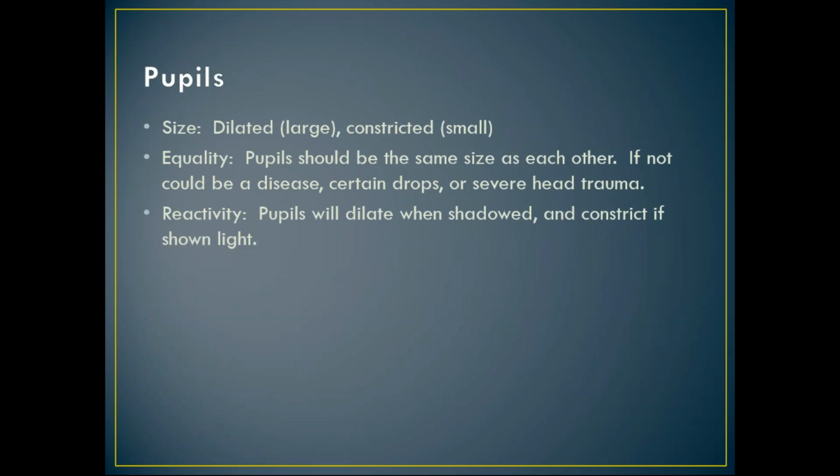Next, reactivity to light. So try and get that patient into a shadowed area. Utilize your pen light. When you shine that pen light into the eye, it should go from a dilation effect to a constricted effect. And this should be simultaneously between both eyes. So if I shine the light in the left eye and it constricts, that right eye should constrict at the same time, even though I'm not putting light into that right eye.